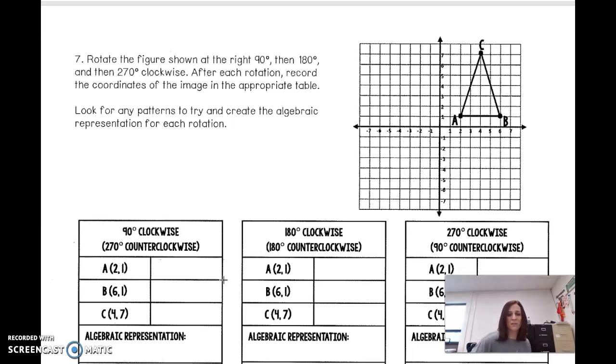It says we're going to rotate the figures at right 90 degrees, then 180, excuse me, then 270. So let's just start here with 90 degrees. We're going to do it clockwise. Okay, so we're rotating clockwise. So what we're doing is we're pretending, again, our center of rotation's right here, that we're connecting these points and we're spinning it, right? We're spinning it around.